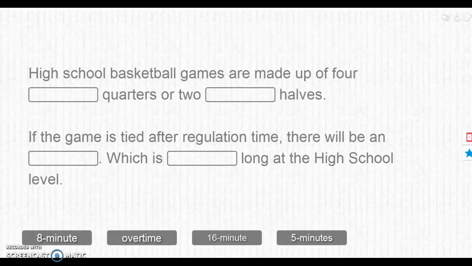Let's move on to the next activity. Now that we've got signals, we're gonna move to regulations. So now we have a fill in the blank. It says high school basketball games are made up of 4 blank quarters or 2 blank halves. First blank, Mason. Yes. Second blank, Ethan.